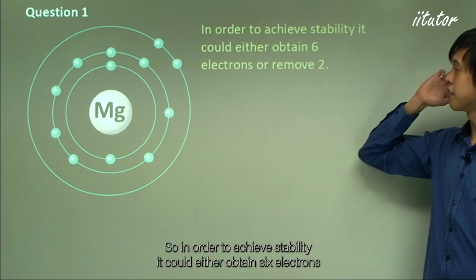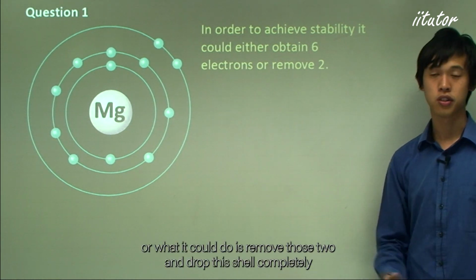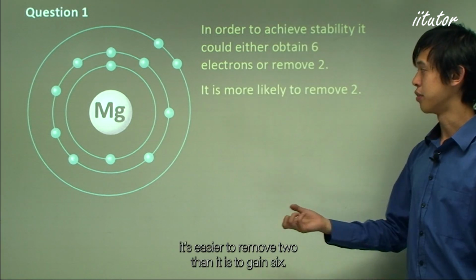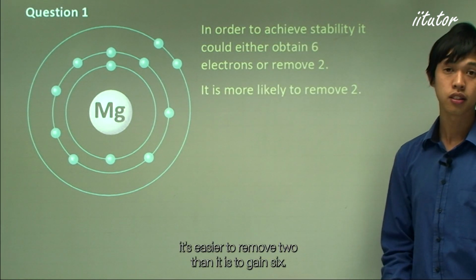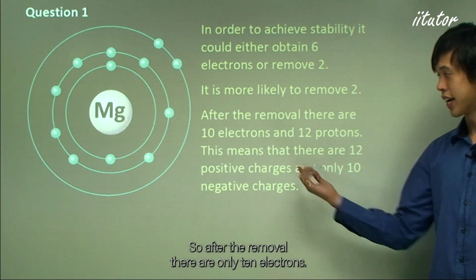So in order to achieve stability, it could either obtain 6 electrons, or what it could do is remove those 2 and drop this shell completely and only have 2 shells. It's easier to remove 2 than it is to gain 6. It might as well just remove those 2. So after the removal, there are only 10 electrons.